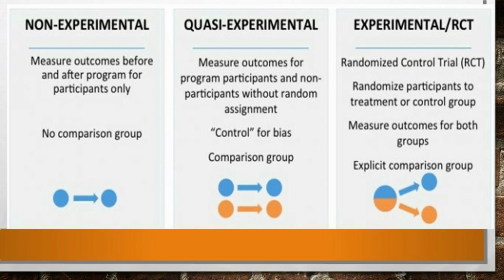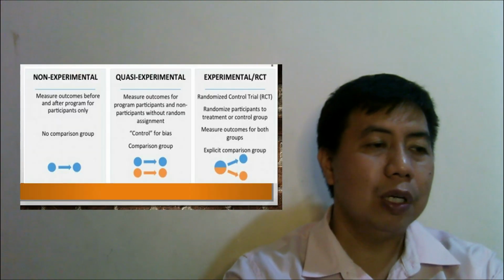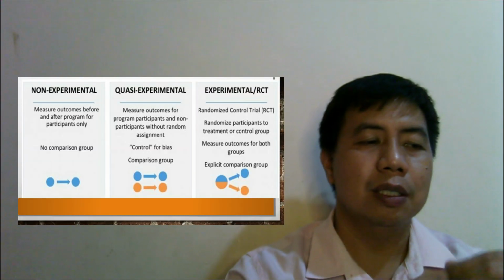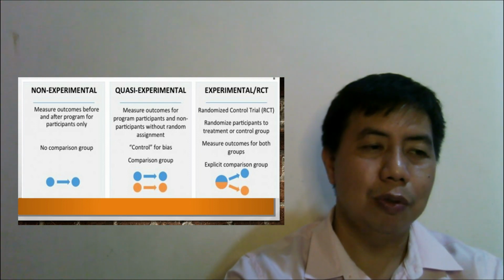So I want you to look at this data. So the non-experimental, it measures the outcomes before and after the program for participants only. So mapapansin niyo that there is no comparison group pa lang kino-compare. Later on, maintindihan natin yan. So we have the quasi-experimental. It measures the outcomes for program participants and non-participants without a random assignment. So there is control for bias, and you have a comparison group.